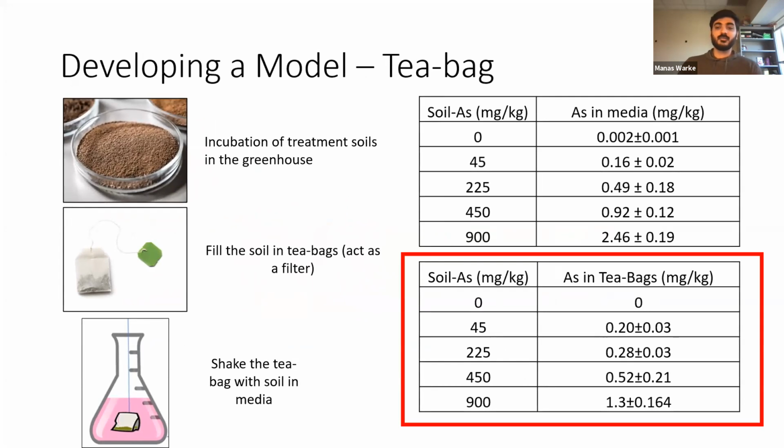So we got arsenic in the media, which was good. But there was a lot of arsenic being trapped in the tea bags. And so we had to reject this model because we thought that the tea bag would act as a filter and not as an absorbent for arsenic. So we rejected this model, and we moved on to the fractionation model.